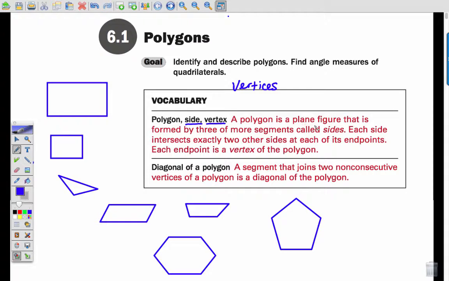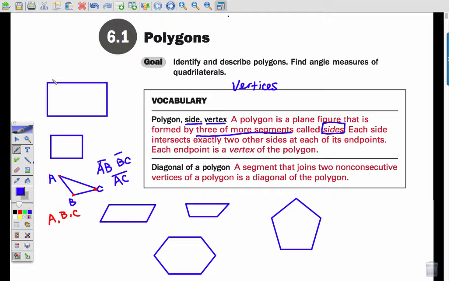So a polygon is a plane figure that's formed by three or more segments called sides. In other words, for this triangle, for example, if we call this triangle ABC, it's formed by three sides, and each side is a segment, right? AB, BC, and AC. And it also has three vertices, which are A, B, and C. And we just write A, B, C like that.